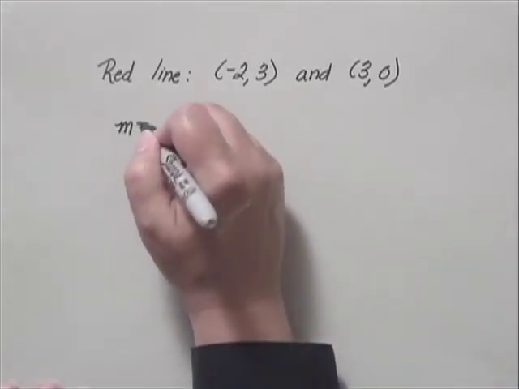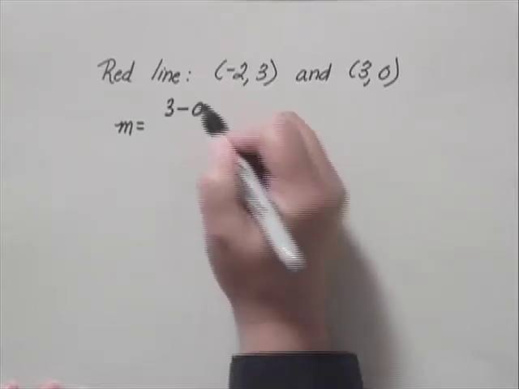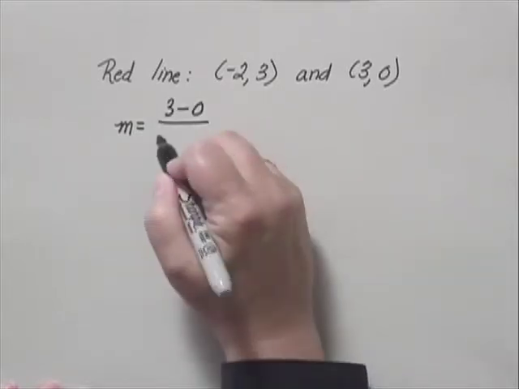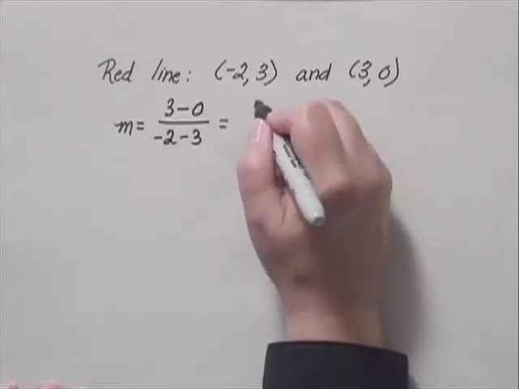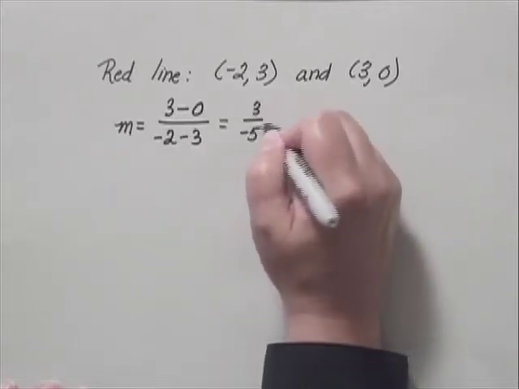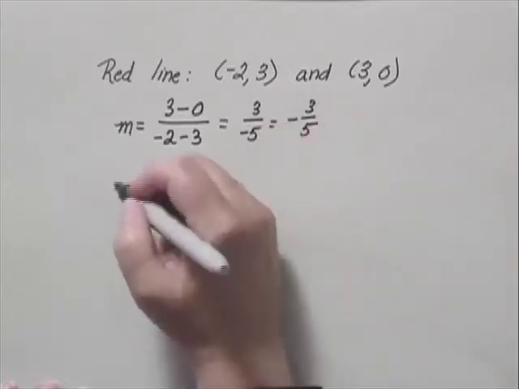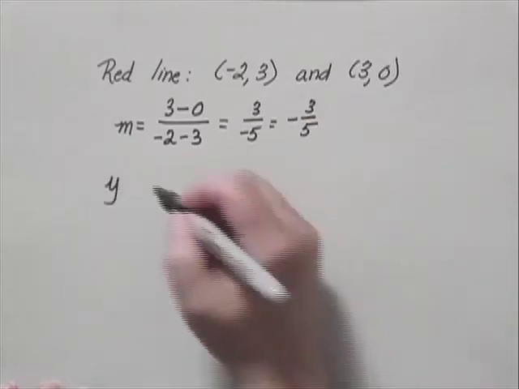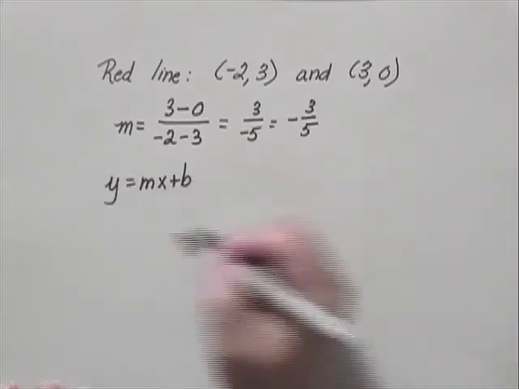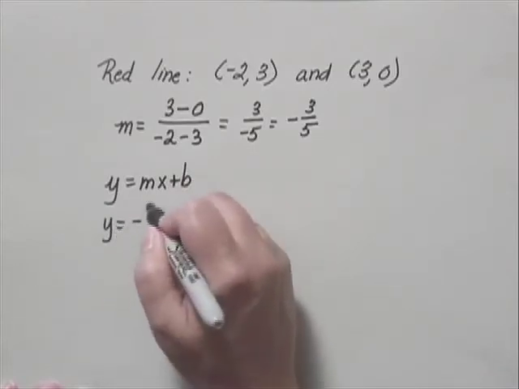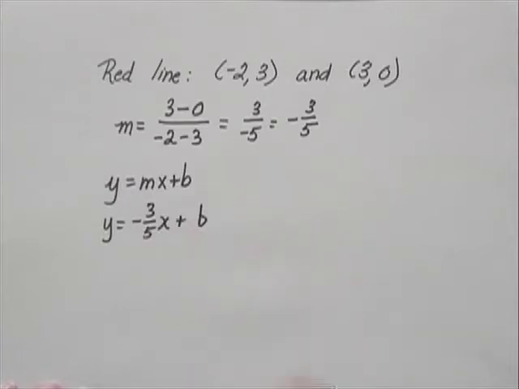The slope is the rise over the run, or the difference in the y coordinates, 3 minus 0, over the difference in the x coordinates, negative 2 minus 3, which gives us 3 over negative 5, or negative 3/5. Now, a line has an equation y equals mx plus b, and we now know m. Y equals negative 3/5 x plus b.